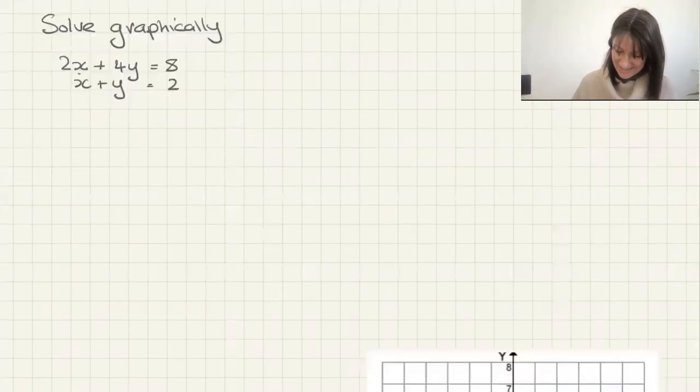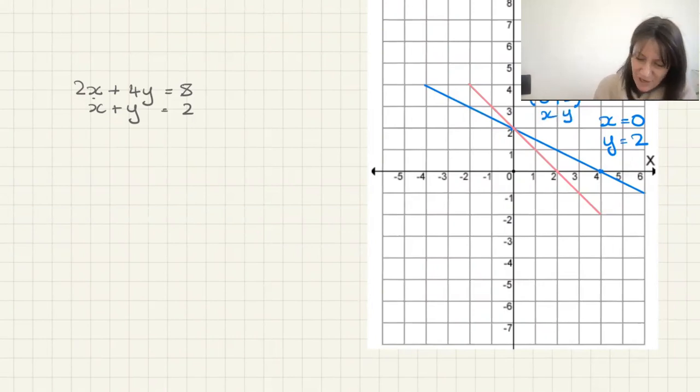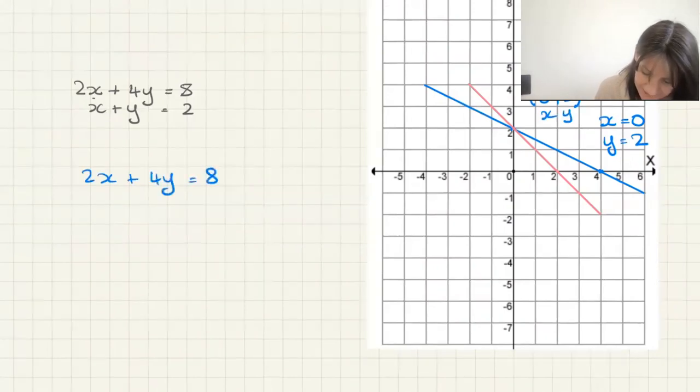Okay, there's your answers. And I'm going to go through the whole setting-to-0 thing again, just in case there is someone out there wanting to give it a go and wanting to check that what they're doing is right. So for my 2x plus 4y equals 8, I'm going to set this to 0.